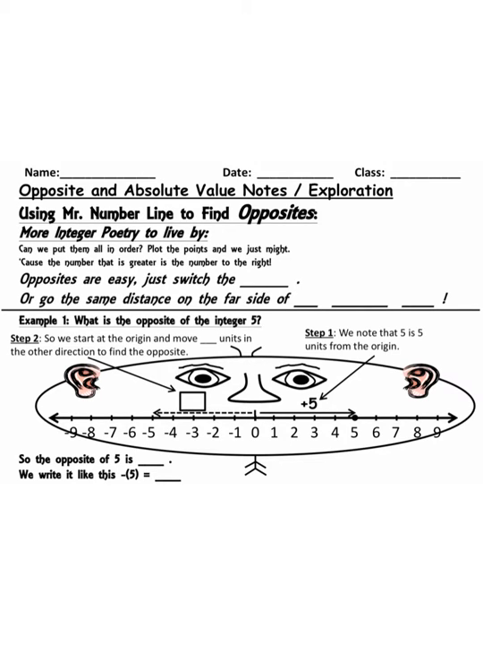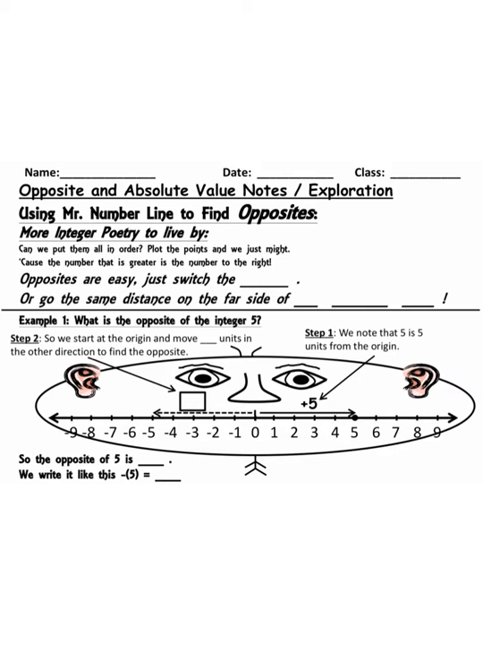Today we're going to talk about opposites and absolute values. So we're going to continue with our Mr. Numberline poetry to live by. Going from where we left off last time, we said, can we put them all in order, plot the points? And we just might, because the number that is greater is the number on the right. We're going to continue today with adding some poetry on opposites.